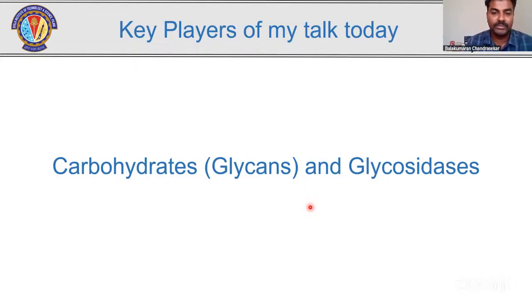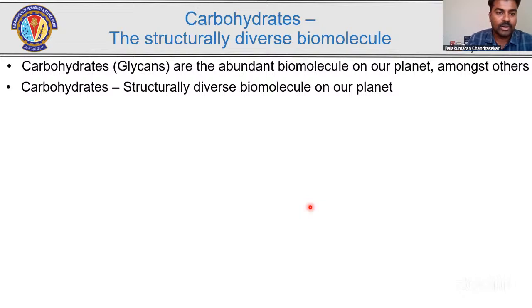Because these two terms will be continuously used by me throughout my lecture series. One is carbohydrates, which is otherwise called glycans, and the other is glycosidases. These are enzymes which act on the carbohydrates. Let us see about carbohydrates.